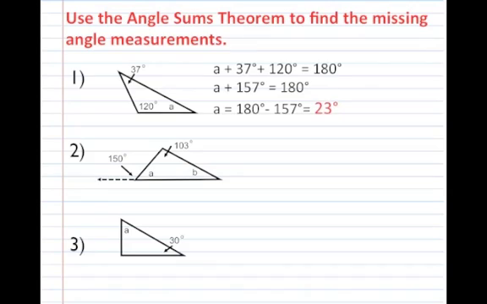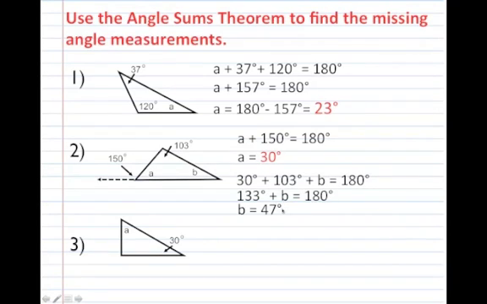You know that 37 and 120 plus A has to be 180, so A has to be 23 degrees. Number 2, I would start with angle A, and you know that angle A plus the exterior angle of 150 has to equal 180, so A is 30. And from there you know that A, which is 30, plus 103 plus B has to equal 180, so B is 47 degrees. And number 3, you had to understand that this was a right angle, so this is a 90-degree angle, and knowing that 90 plus 30 plus A is 180, so A has to equal 60.